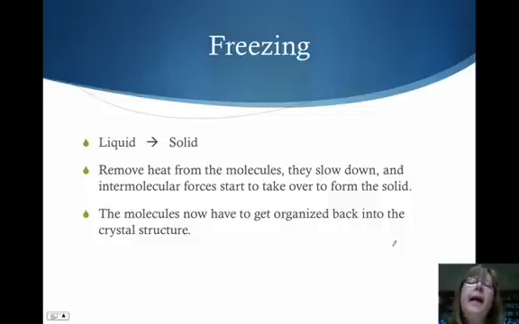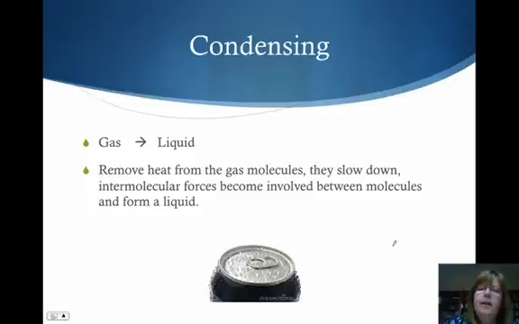Well, let's look at the opposite processes, like liquid now going to a solid, where we're removing energy, removing heat from the molecules. That means they slow down. Then the intermolecular forces can start to take over and form a solid. Not only are they slowing down and getting closer together, the molecules now have to get organized and get back into the crystal structure.